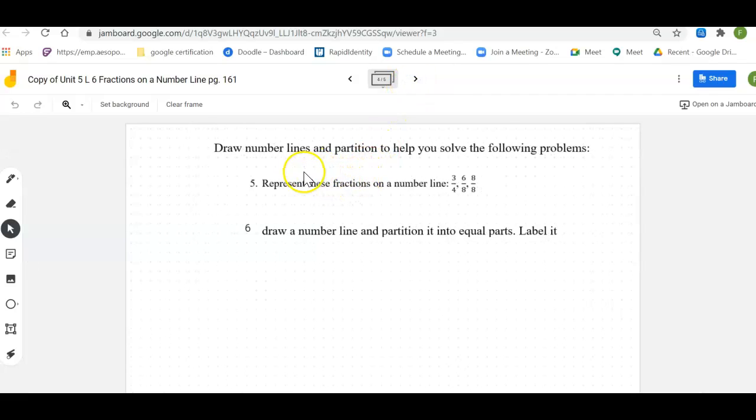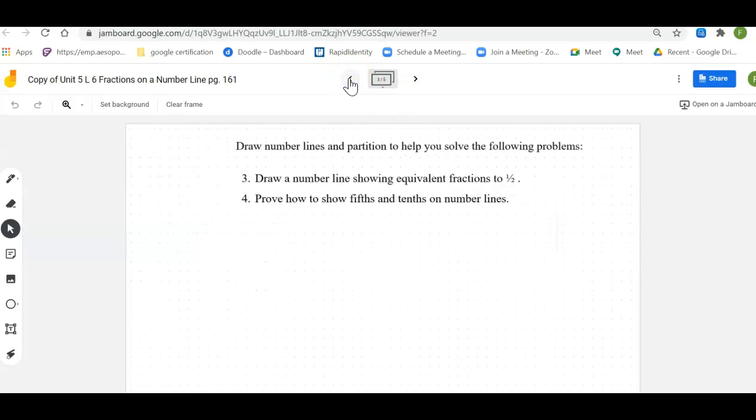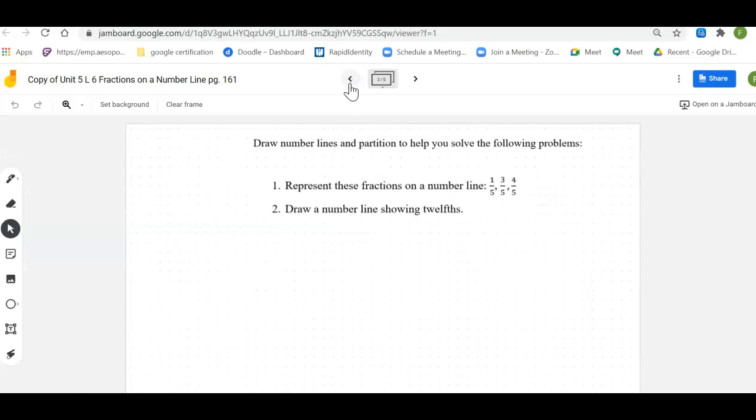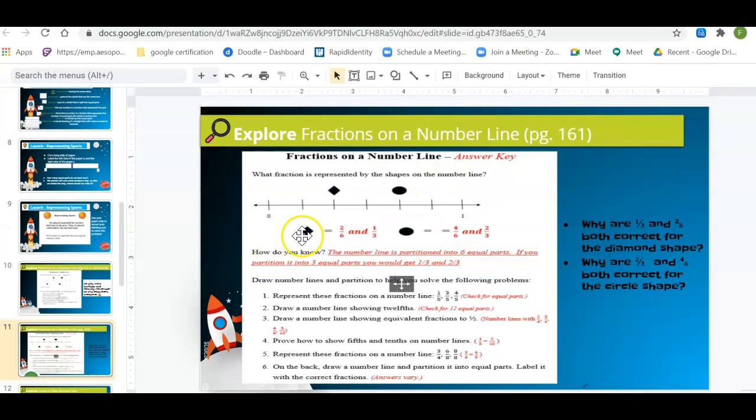There's a fourth one. You're still drawing the number lines and partitioning. Now you represent different fractions. They're right here, and then you're going to draw a number line and partition it into equal parts, and you're going to label it. Okay, so you've got 1, 2, 3, and 4 that are on here. And this is the same as page 161. So go ahead and work on these, and we're going to talk about possible answers in just a few minutes. So pause the video, then I want you to work on and complete as many of these as you can. All right, so let's go ahead.